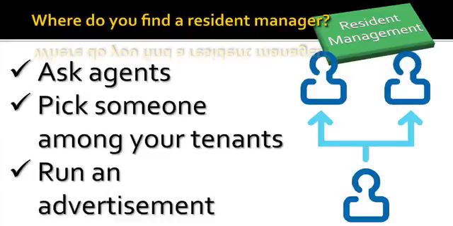If you are unable to find a manager from your real estate agents or tenants, you can run an advertisement in the local newspaper. Spell out what you expect from him and the compensation he can expect to receive. Make a list of what is expected of your resident manager and give him a copy. This may include additional duties such as showing a vacant apartment to a potential tenant.